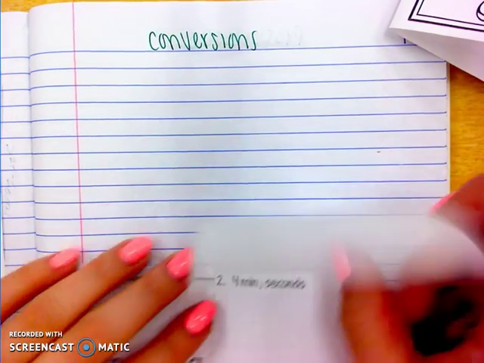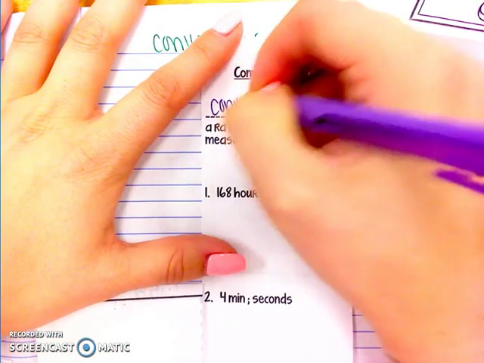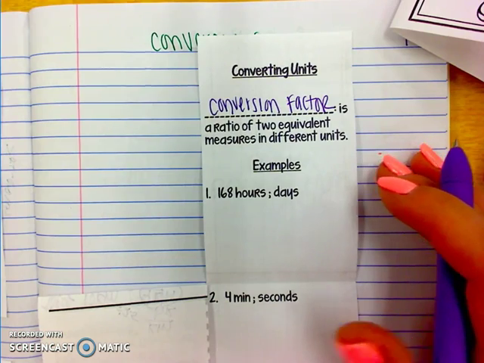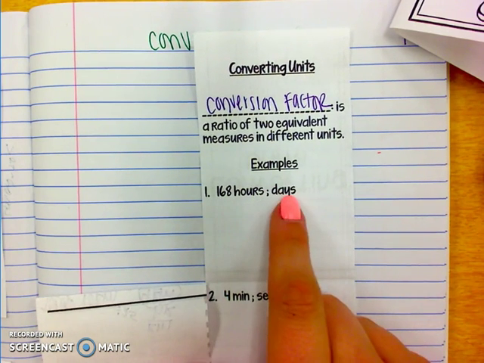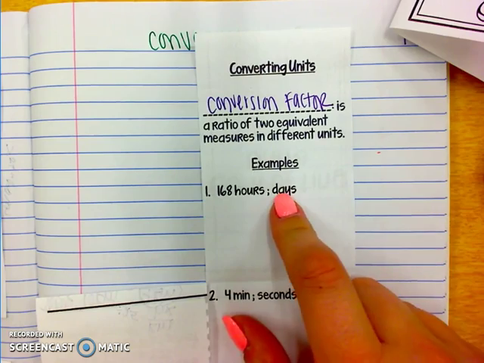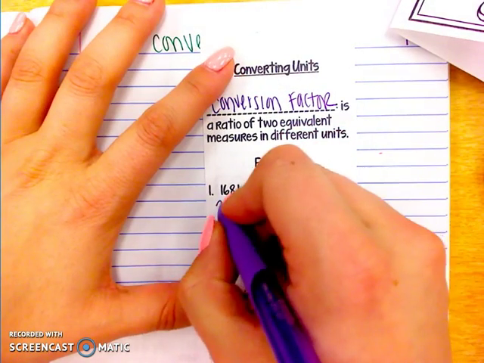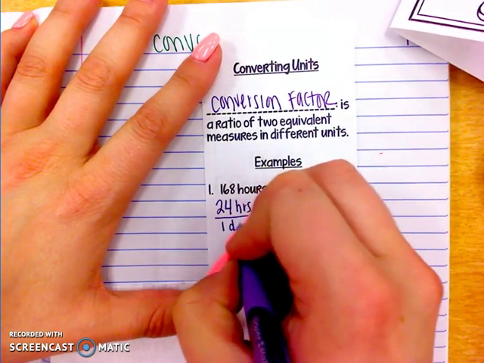Good. So converting units then. If we're going to be converting units, we need a conversion factor. Okay, we need something to go by. And a conversion factor is a ratio of 2 equivalent measures that are given to us in different units. So if I have 168 hours and I want to turn this into days, I'm going to first write what I know. There are 24 hours in 1 day. Okay?